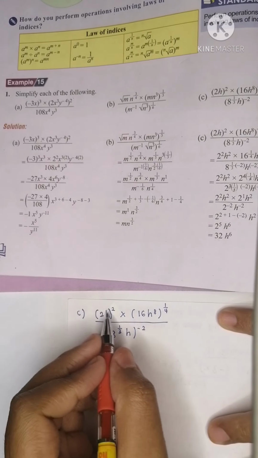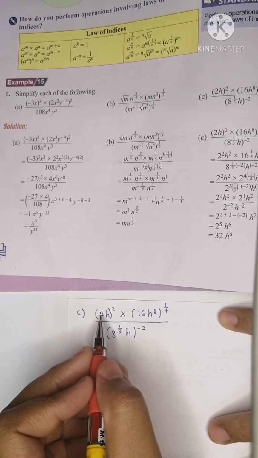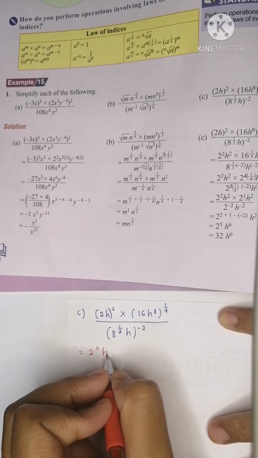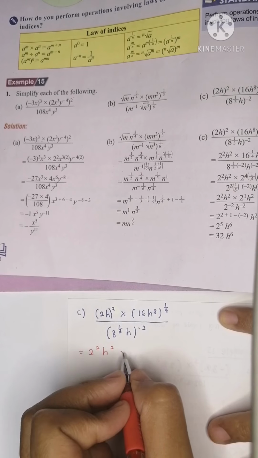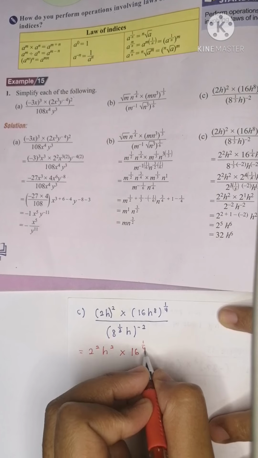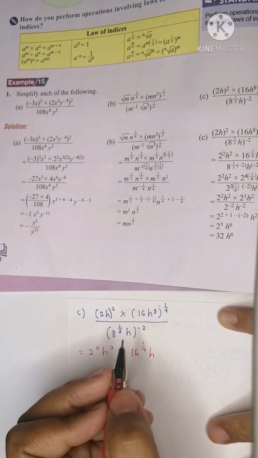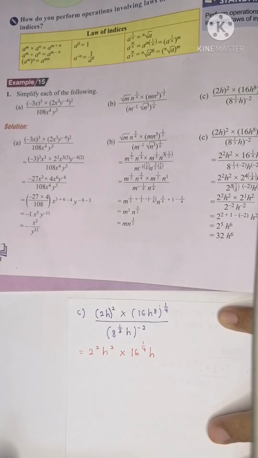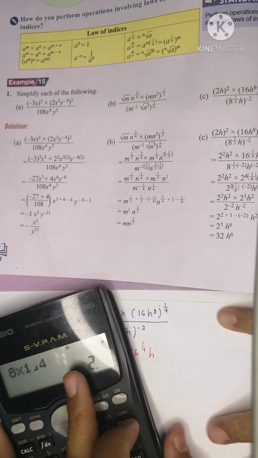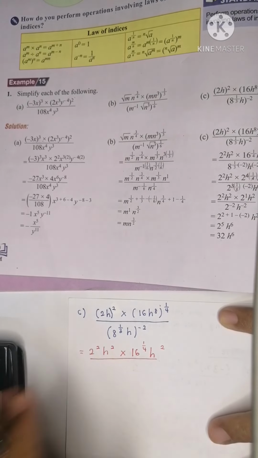Okay, so as usual, the first step is to solve the bracket first. Look here: 2 to the power of 2, h to the power of 2, and then multiplied by 16 to the power of 1 over 4, h to the power of 8 times 1 over 4. So it becomes 8 times 1 over 4, which is 2. So h to the power of 2. Done in the numerator. Now look at the denominator.